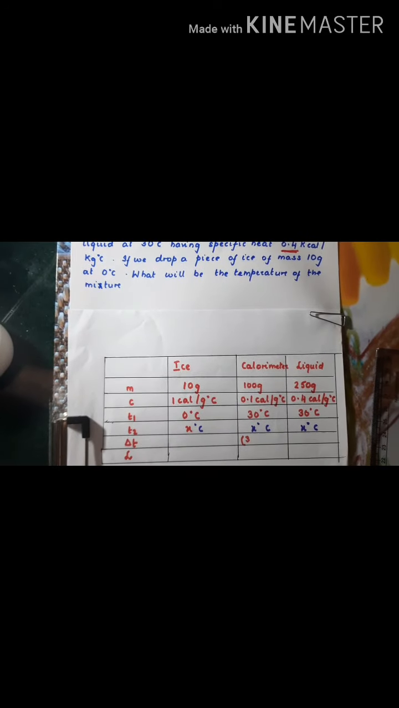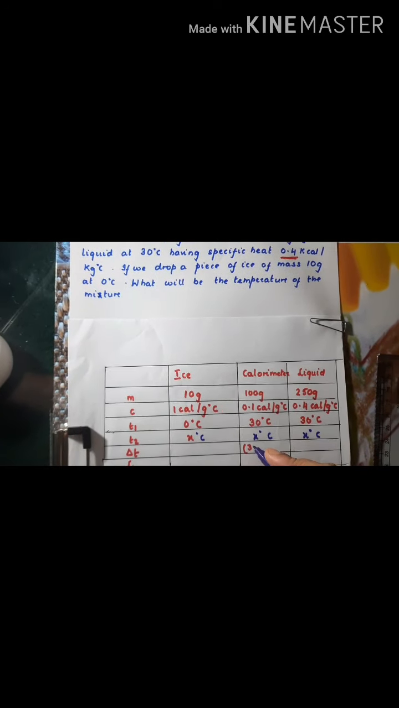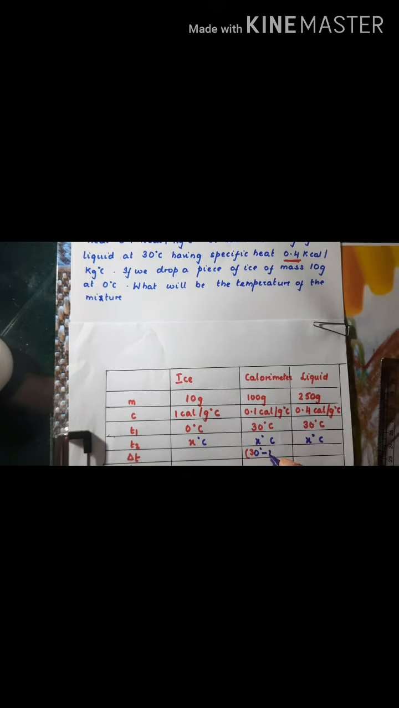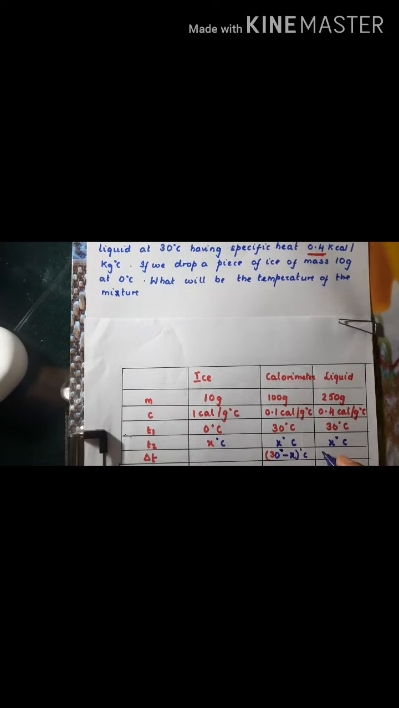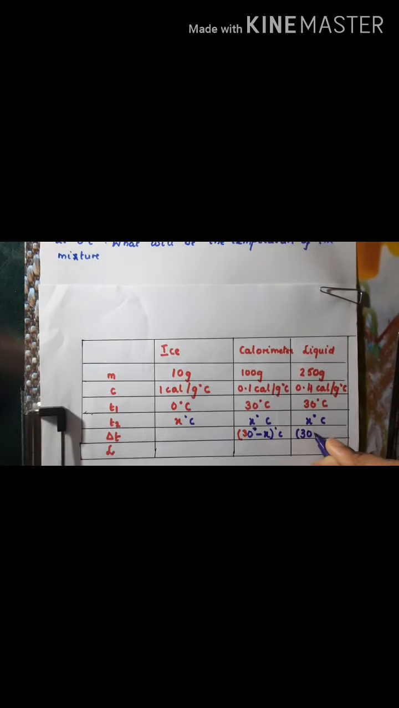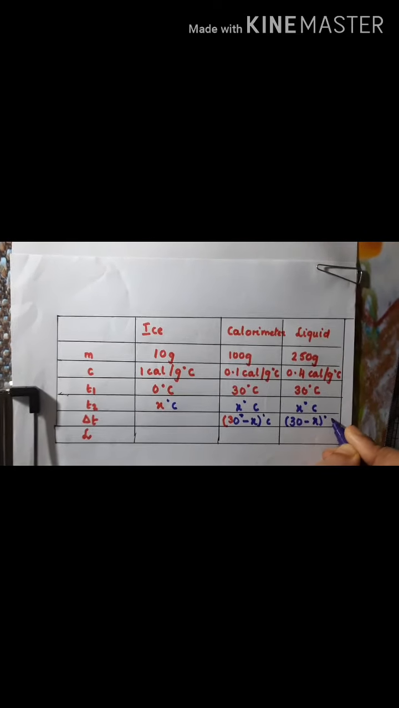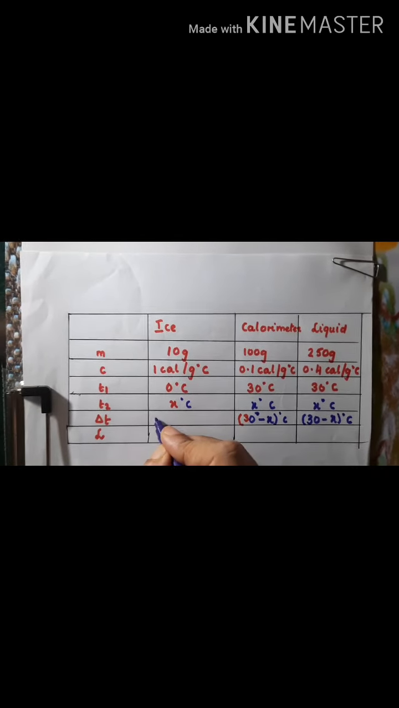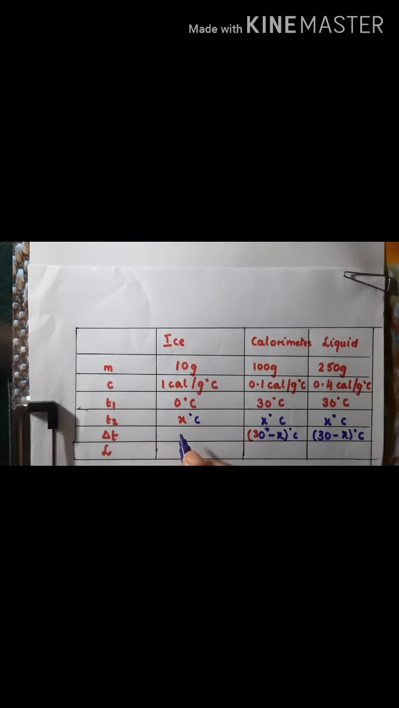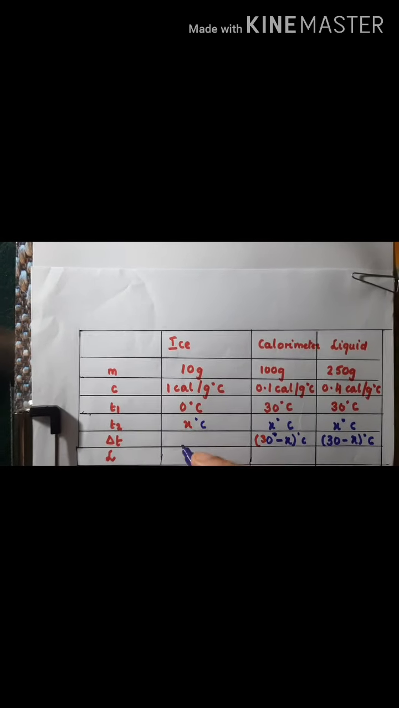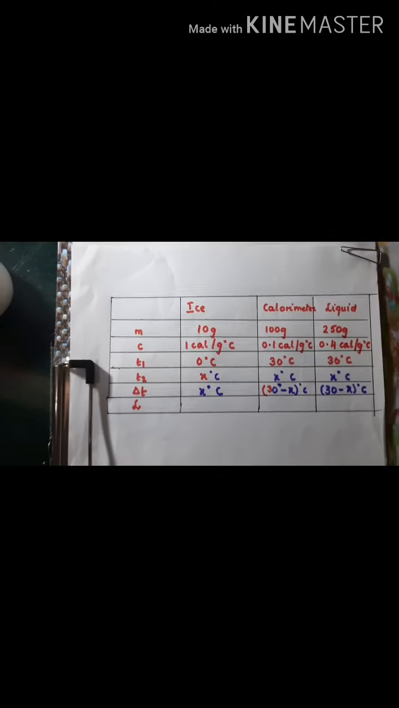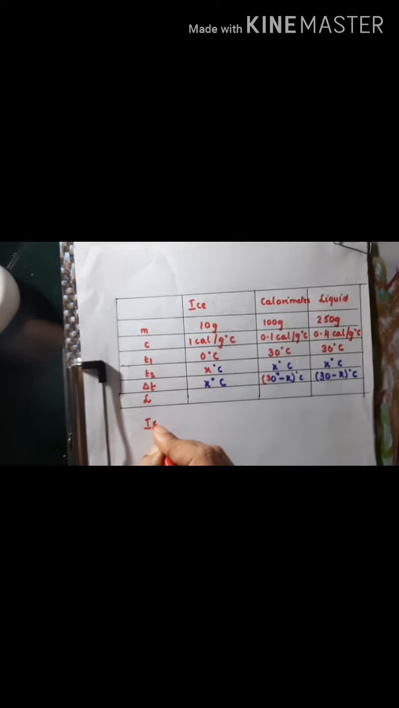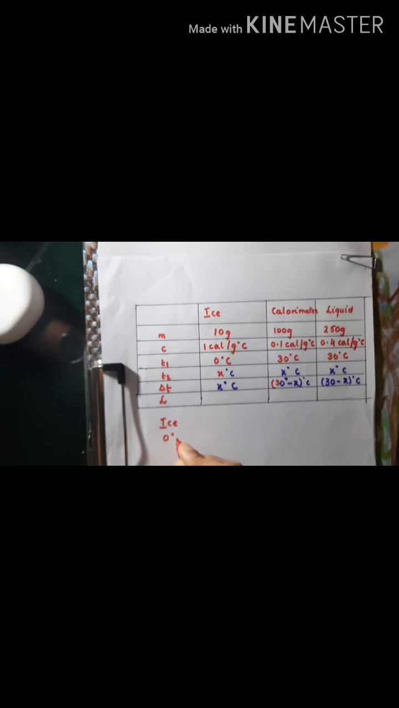So here we must write, let's write it in blue because we don't know it, 30 minus x degree Celsius. This too will be 30 minus x degree Celsius. And this will be x minus 0, but it does not matter. We will write x degrees Celsius. Now what happens is, this is my ice. So my ice is at 0 degrees Celsius.